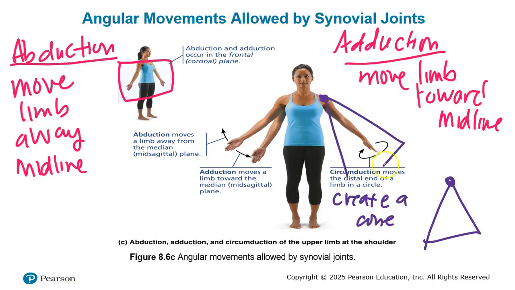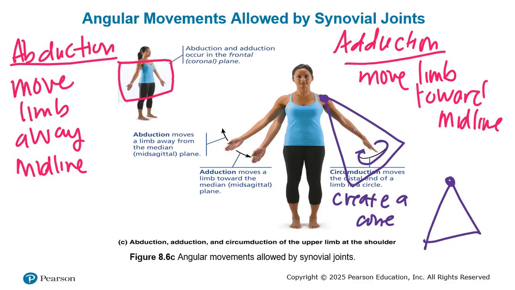And again, we're going to be able to create a cone. Now, the base of that cone is going to be the distal end, like we have our hand here, and its ability to move in a circle. So again, you can put your arm out and move your hand in a circle. That is circumduction. Why? Because we have a point, which is going to be our shoulder joint, and of course our hand is going to be the end that allows it to be in a circle.